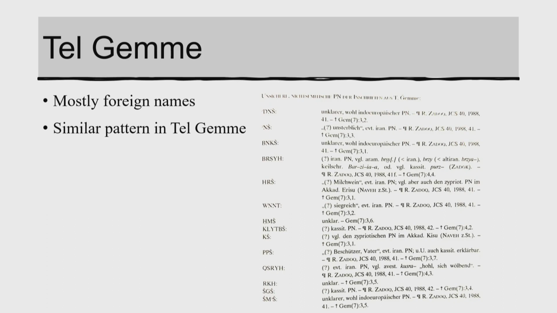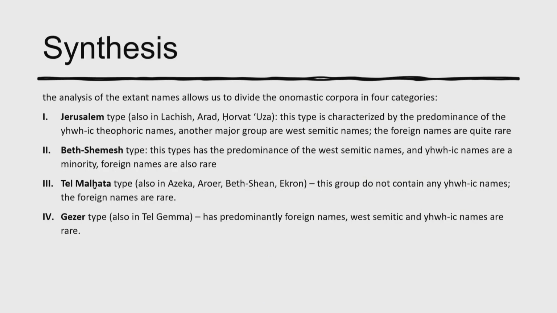So what can we say on the basis of this? I propose that the names in these ostraca, seals, and bullae can be divided into 4 types: Jerusalem, Bet Shemesh, Tel Malchata, and Gezer type. Jerusalem has a lot of Yahwistic names, a strong Yahwistic presence, and you find it in Lachish, Arad, Horvat Uza. Bet Shemesh, you have Yahwistic names, but very few of them. The majority of names is of a different type. Tel Malchata, no Yahwistic names at all. Gezer, Tel Gemeh, Tel Hadid, they have predominantly foreign names. West Semitic and Yahwistic names are rare. So this is what we have as a context.